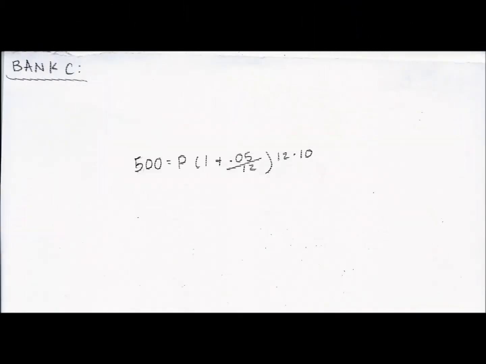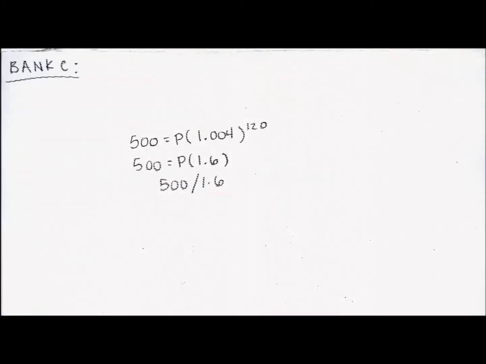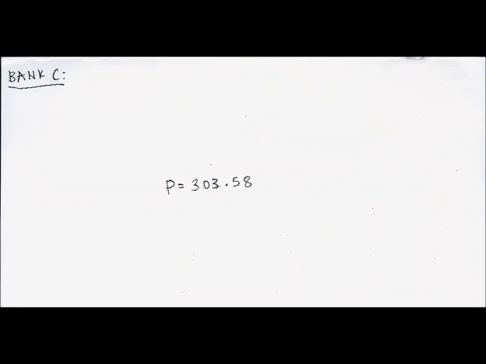Bank C offers Hannah a rate of 5% compounded monthly. To solve for Hannah's principal amount, insert 500 for the future value, multiplied by 1 plus 0.05, our interest rate, divided by 12, raised to 12, our number of months, times 10, our number of years. For Bank C, Hannah's principal amount will need to be $303.58.